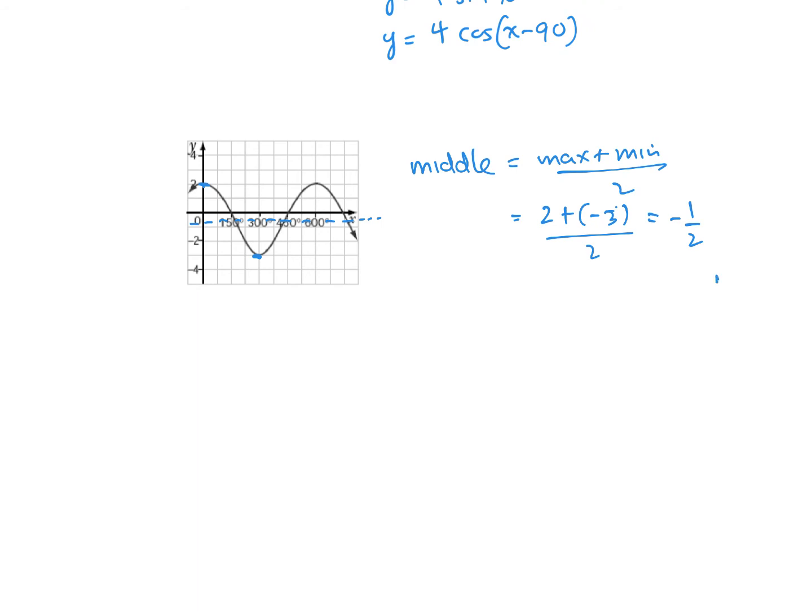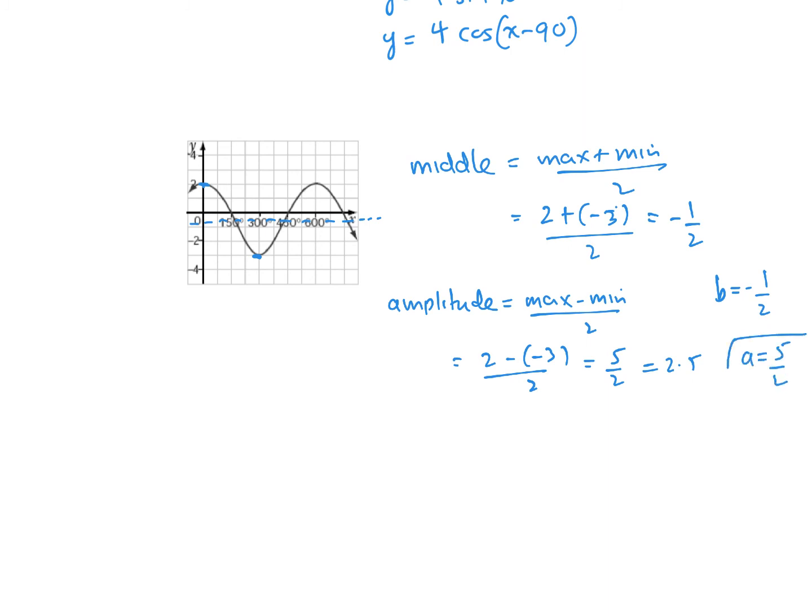So B is -1/2. The amplitude is the top minus the bottom divided by 2. So we'll take 2 minus -3 divided by 2, which is 5 over 2, or 2.5. So A is 5 over 2. B is -1/2. Then we'll find C.